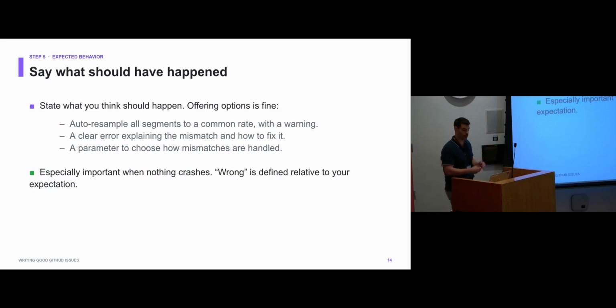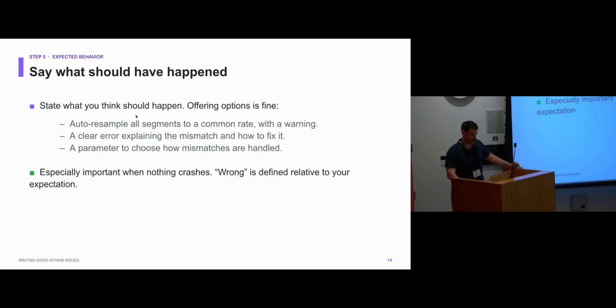Okay, and then you should say what should have happened, right? Sometimes there's a bug because you get a traceback and the code doesn't run. But often a bug is just unintended behavior. That's what happened in the issue that I'm showing. It ran without any warning or anything. It just concatenated these two segments of recording that had different sampling rates without explaining how it actually negotiated that difference.